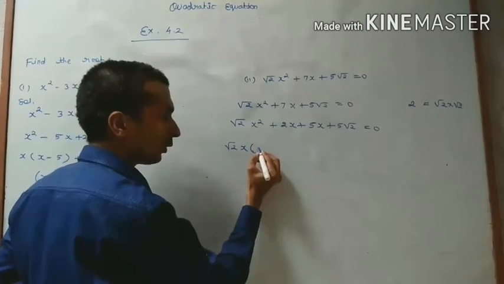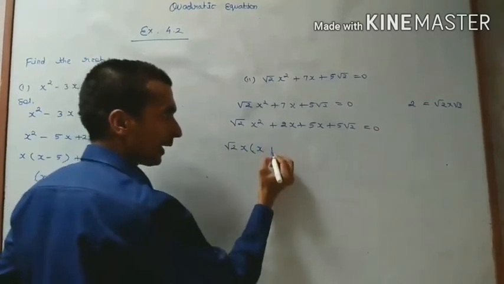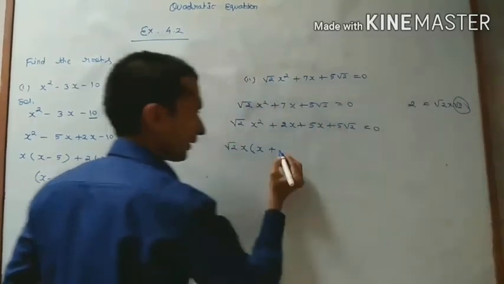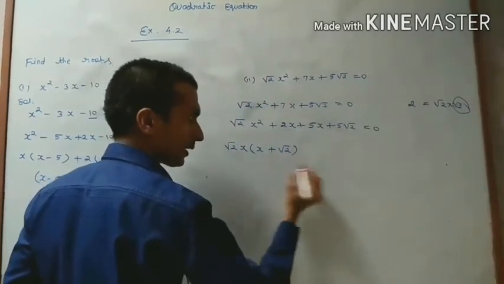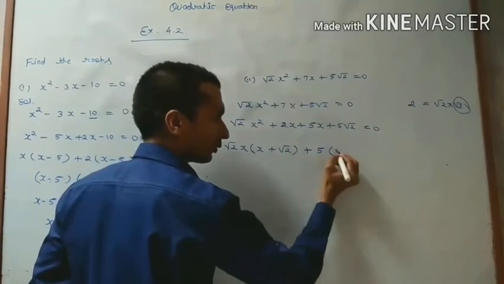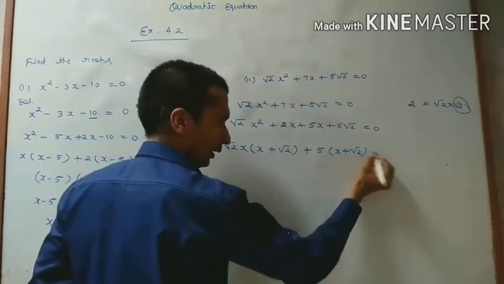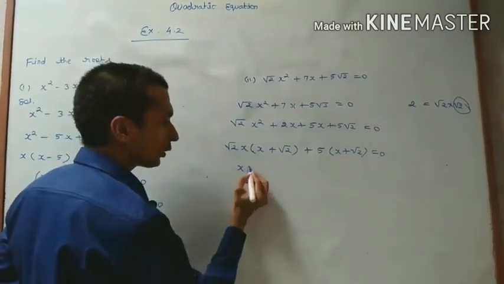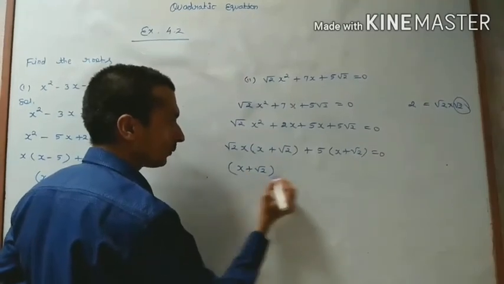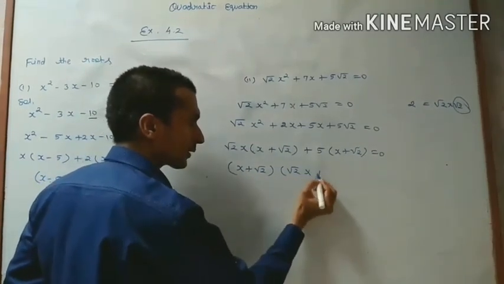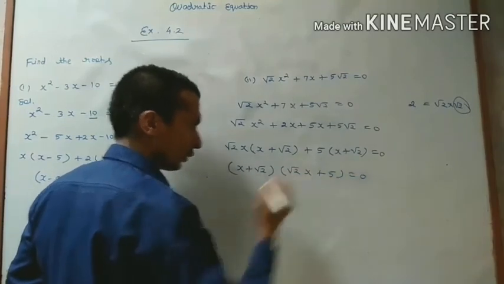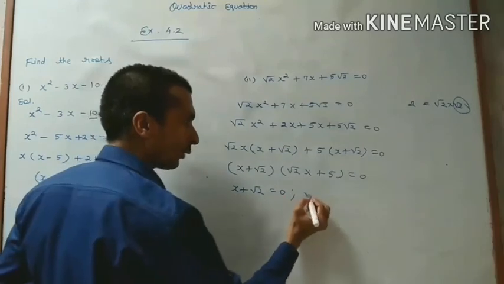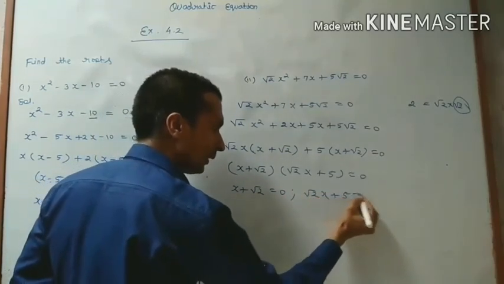So here the common factor is x plus, as it is. From 2 we took root 2 common, so a single root 2 is left, so root 2 as it is, plus 5 common, so x plus root 2. You can see both brackets are the same, so you have to take common: (x + root 2)(root 2 x + 5) = 0.